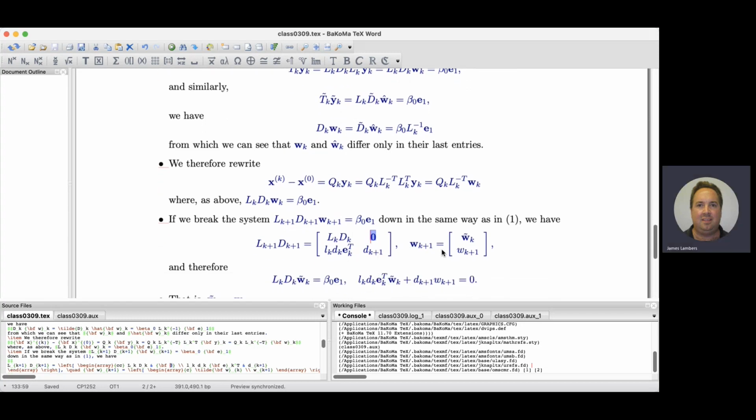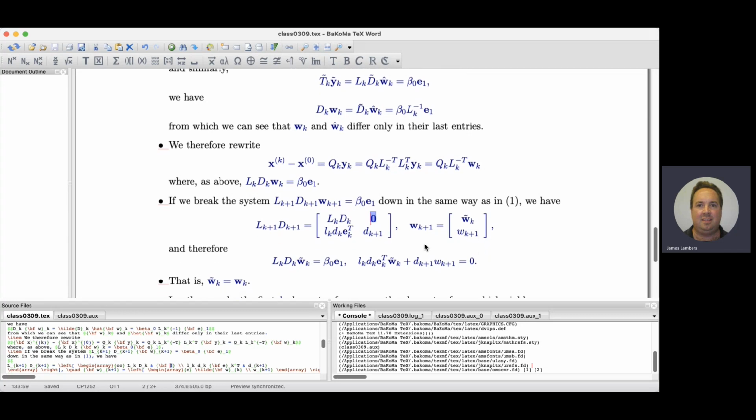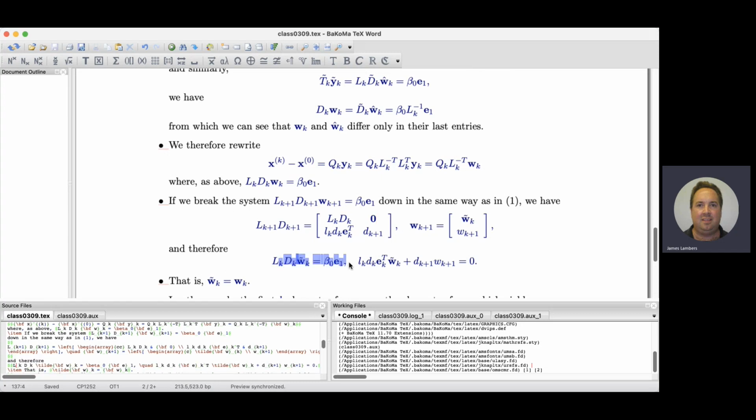And then I break WK plus 1 down, as was done before, so that we have WK tilde here, and then the last element tacked on. So I do the same thing as I did with a system of TK and TK plus 1, where I carry out the multiplication of these top blocks with this vector to get this system, which is simpler in this case because we have this 0 here, and then these lower blocks multiplied by this vector give me this equation.